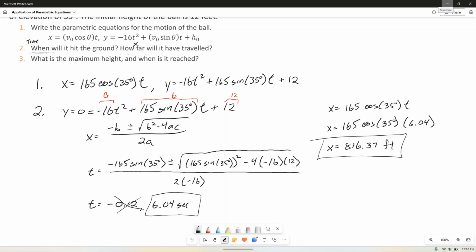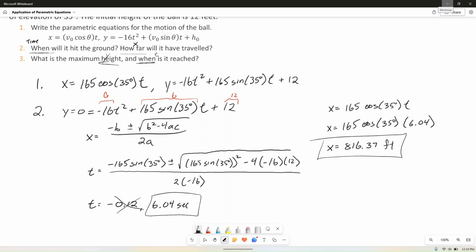All right, the third question: what is the maximum height and when is it reached? So again, this is a two-part question. Maximum height, so when we talk about height, we're talking about y. And when we see "when," remember when is a time, so we want to think about t. So I want to deal with y and t in this problem. I want to know what's the y value at the maximum height, and what is the t value.